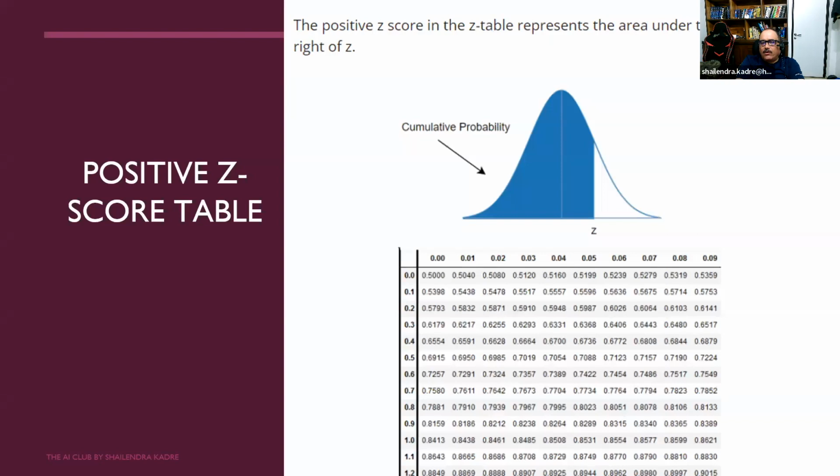Suppose I want to find out Z equal to 0.54. Can you read it from this table now? 0.5, I can read from here. Sorry, I want to take this call. Important call for me. Give me a minute.